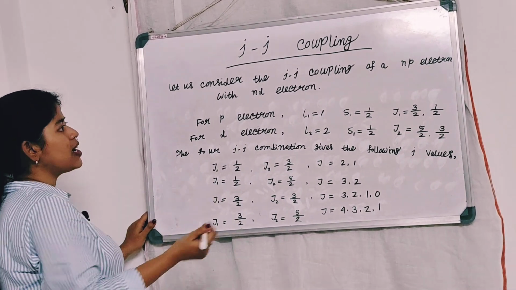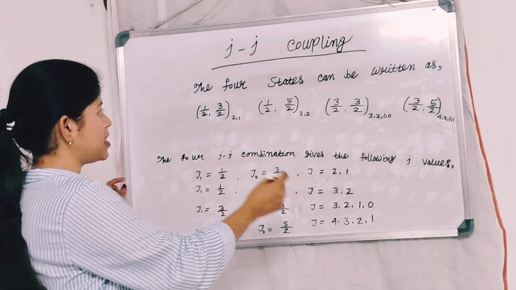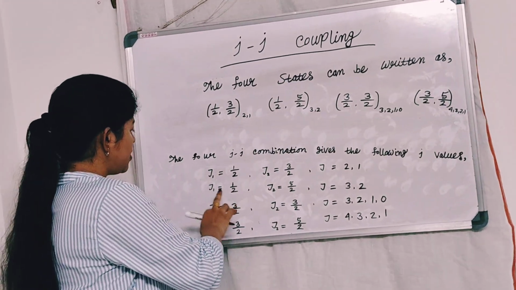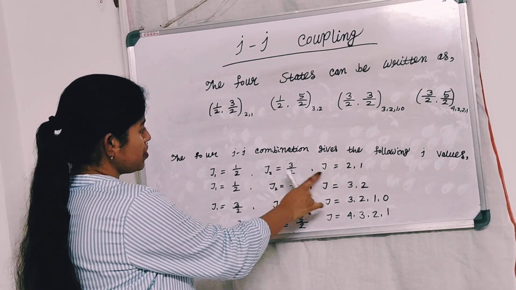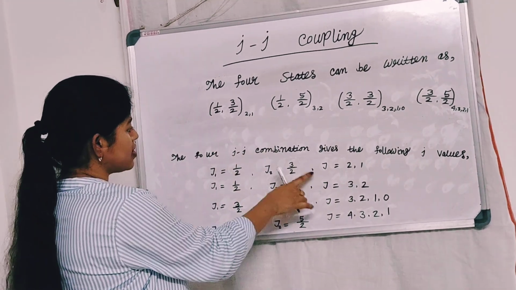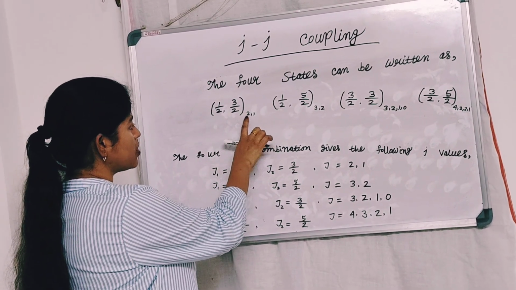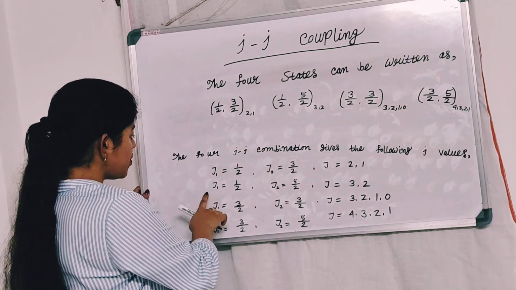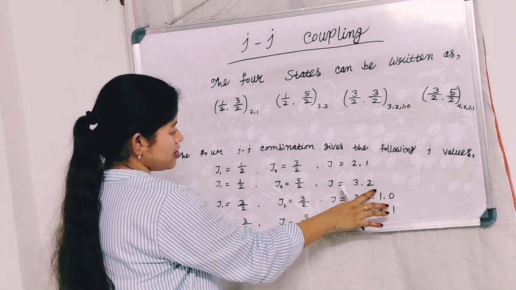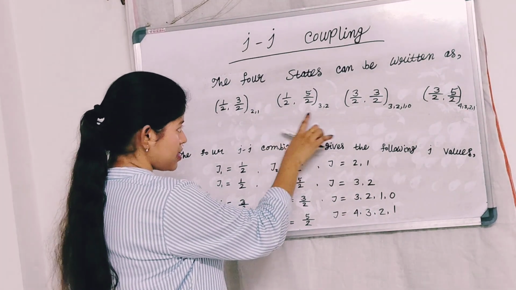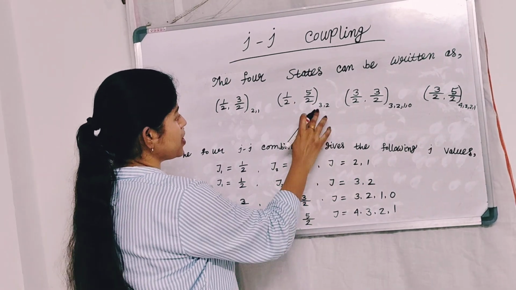Now we will write their corresponding states. We can write the 4 states in this way, considering the values of J1 and J2. For J1 equals half and J2 equals 3 by 2, the values of J are 2, 1. So we can write the corresponding state as (half, 3 by 2), and we can put the values of J here. Similarly, for J1 equals half and J2 equals 5 by 2, we have the values of J as 3 and 2, and we can write their corresponding state in this way. We put the value of J1 here and J2 here, and the corresponding J values in this way.